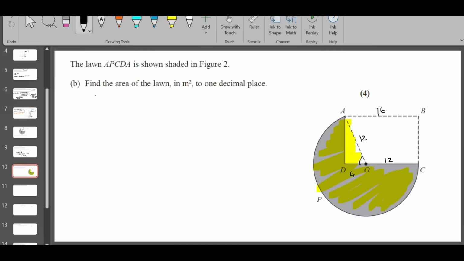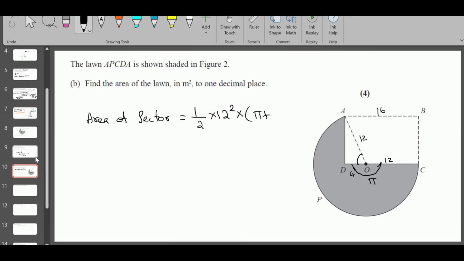The area of the sector, half r square is 12 square times theta. Theta is this whole angle. How do you find this whole angle? We know this little angle, and we know this angle on a straight line is 180 degree or pi. So pi plus the angle we calculated here, don't use the rounded figure, use the actual. That will give you the area of the sector.